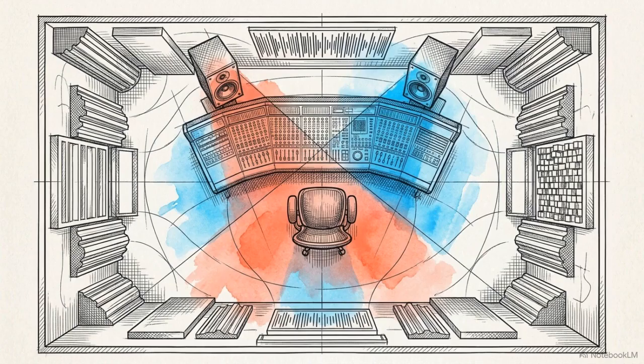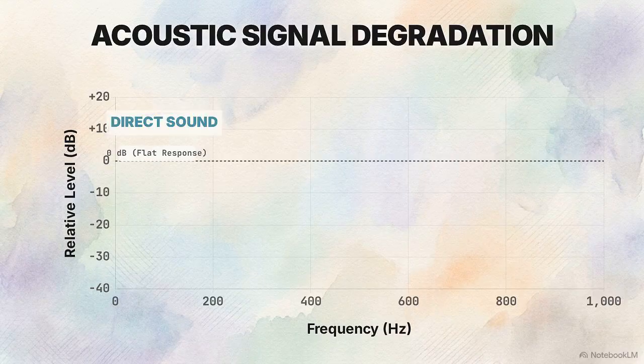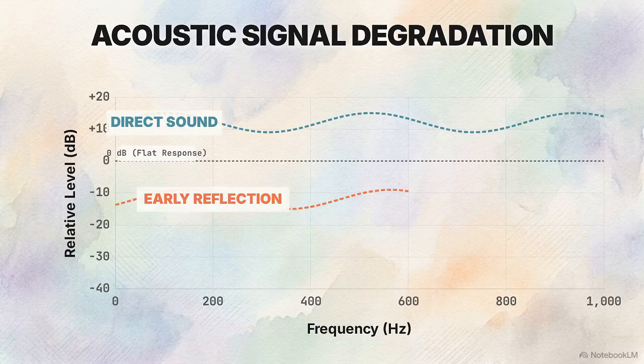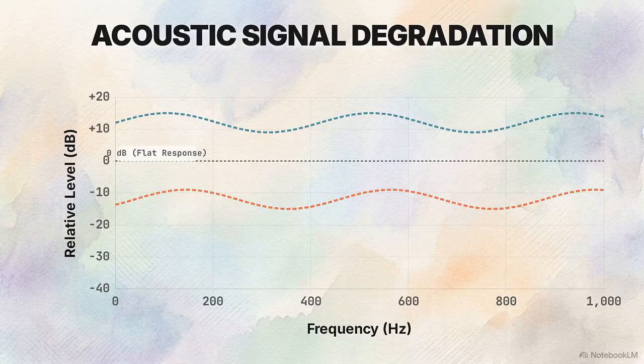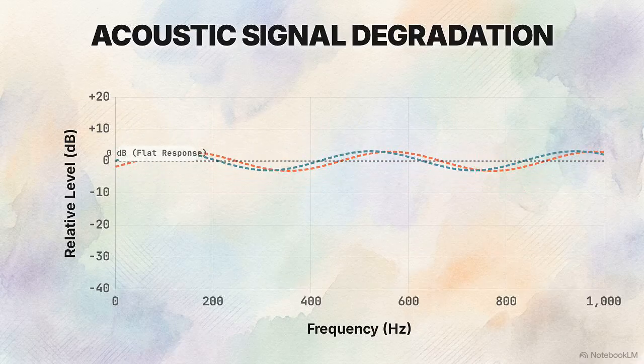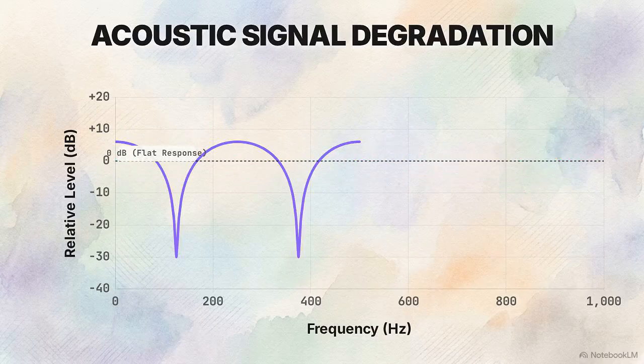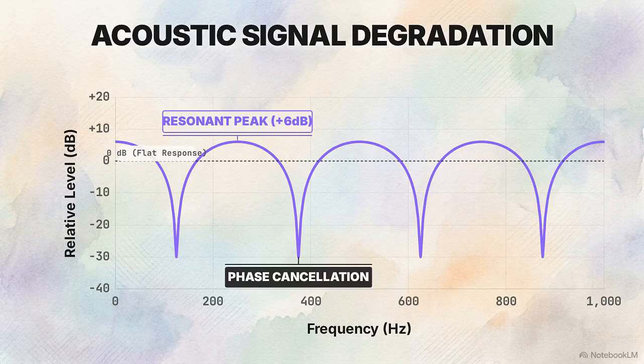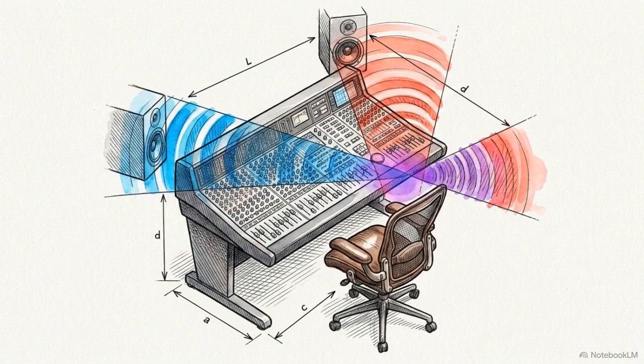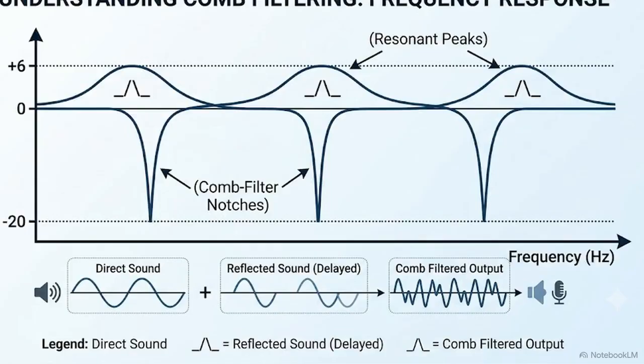Regardless of the source of the bounce, the problem remains the same. What happens mathematically when the pure direct sound and a slightly delayed early reflection occupy the same space? By allowing these reflections to persist, the room geometry forces two identical time-shifted signals to interfere with each other, degrading the accuracy of the audio. This interference is governed by linear superposition, the physical addition of the direct sound and the delayed early reflection at the listening position. This chart maps the result of that addition.